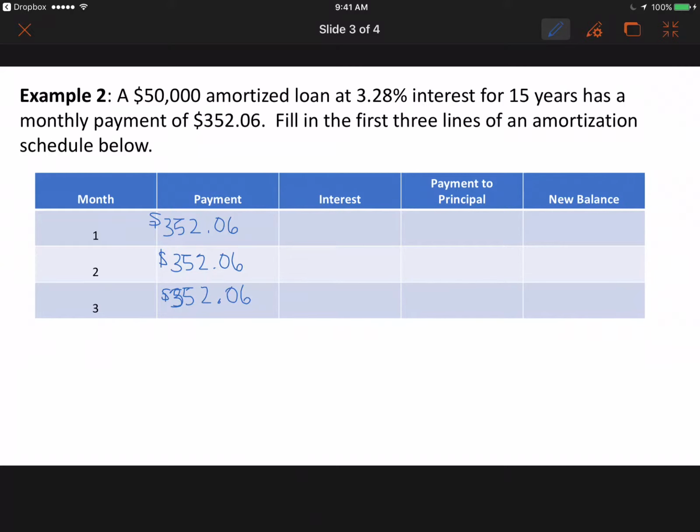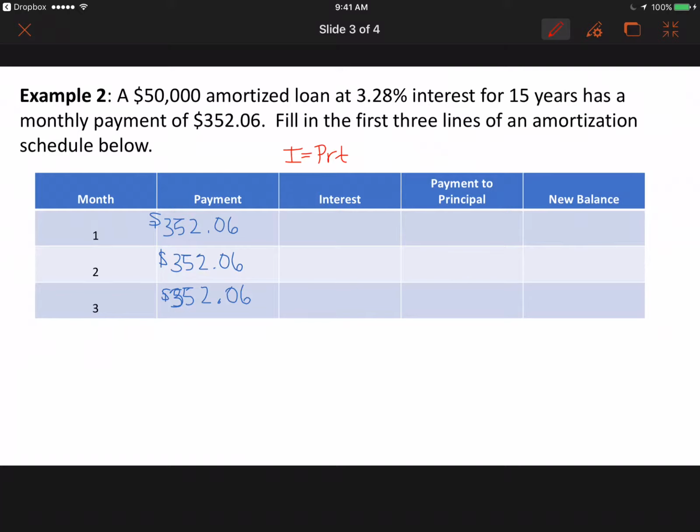Now, when we calculate the interest by month, we can use simple interest. So interest is I equals PRT here, where P is the current balance of your loan, R is the rate, and T, remember, is time in years. If we're going by months, it's been 1/12 of a year. So your T, when you're calculating interest each month, will be 1/12.